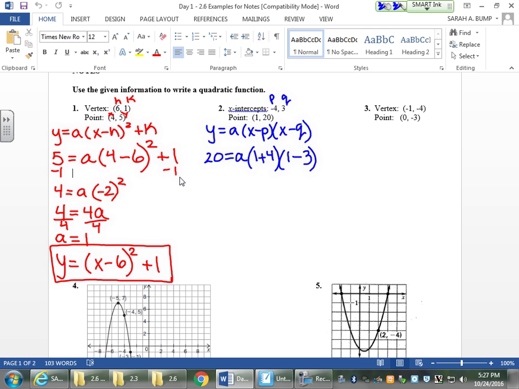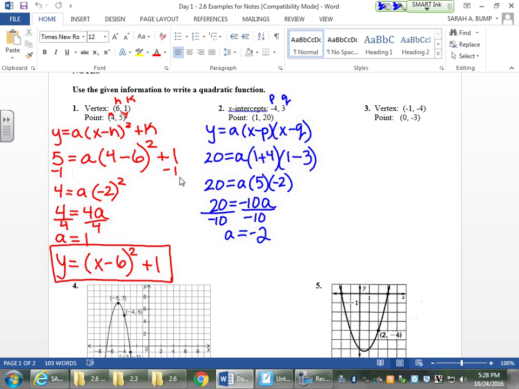We're going to simplify inside each of those parentheses. 20 is equal to a times 5 times negative 2. We're going to multiply the 5 and the negative 2. 20 will equal negative 10a. And if we divide both sides by negative 10, our a value will be negative 2.